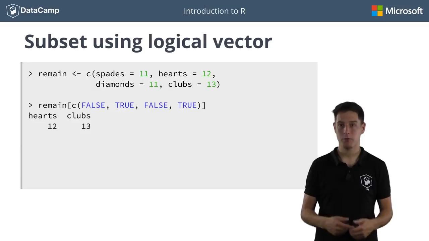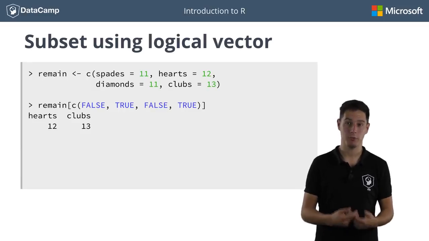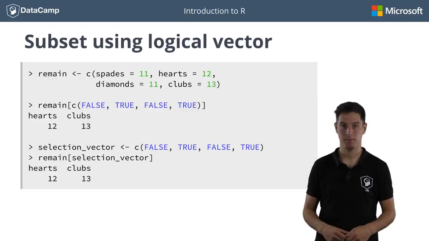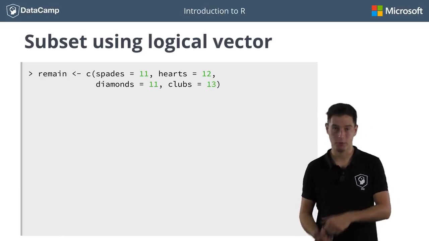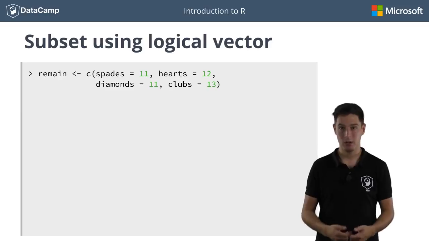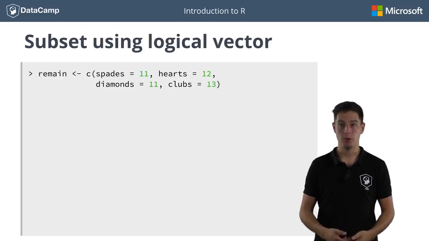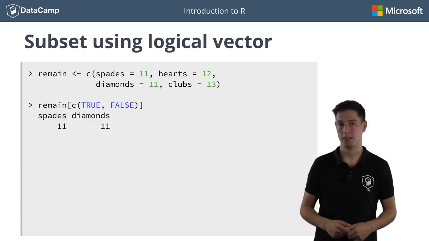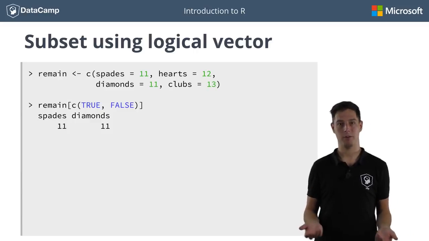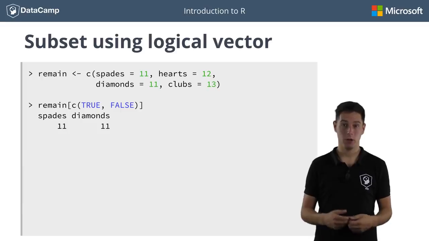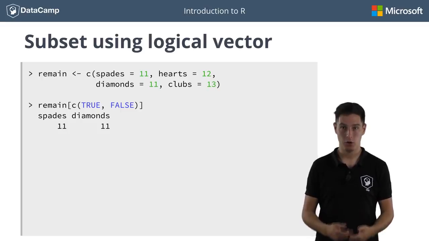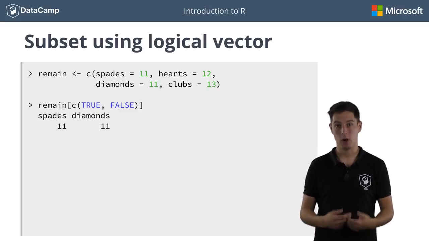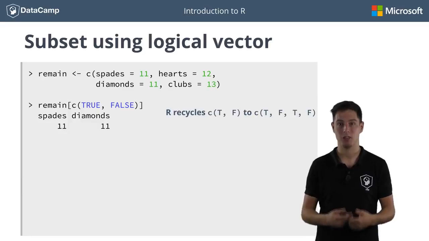Of course, you could also have created a new vector first and then use it to perform the selection, like this. Now, you might expect that R throws an error if you try to use a logical vector that is shorter than the vector on which you want to perform the subsetting. Trying this out shows a different reality. Suppose you use a vector containing only 2 logicals instead of 4. No error whatsoever. That's because R performs something called recycling. R is smart enough to see that the vector of logicals you passed it is shorter than the remain vector. So it repeats the contents of the vector until it has the same length as remain.